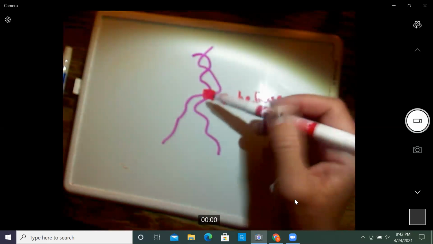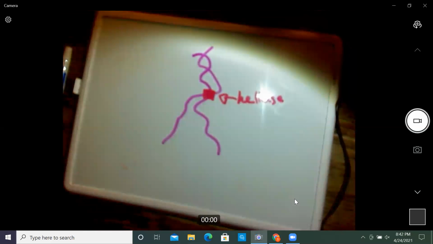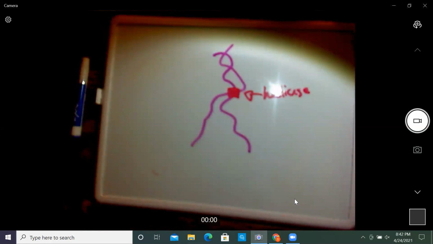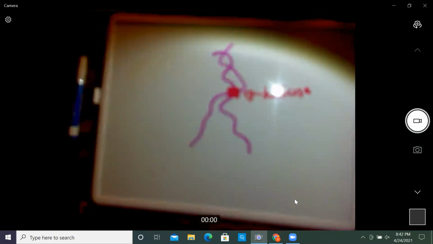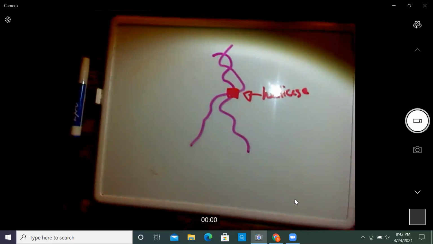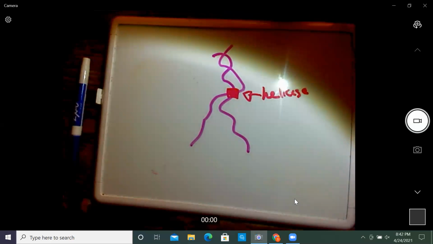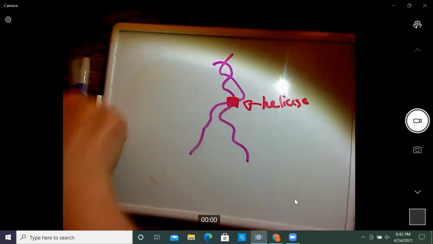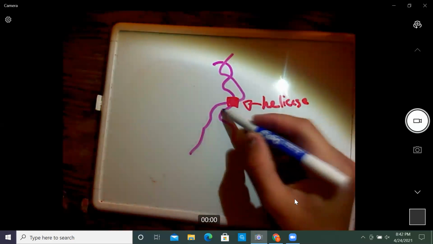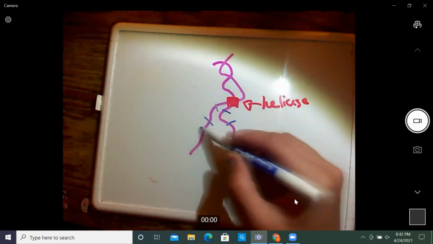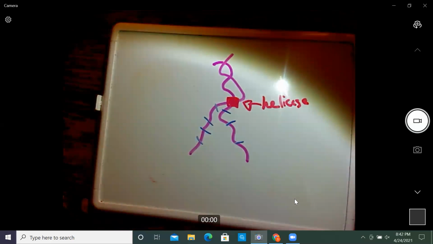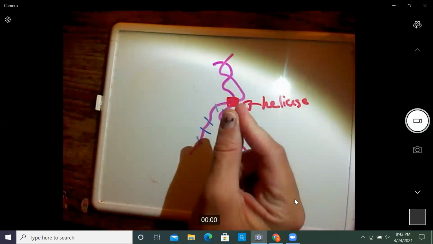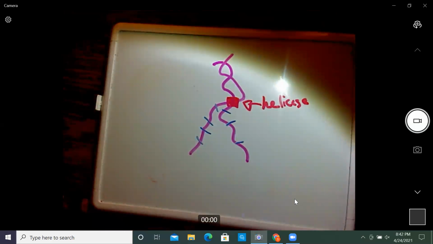Helicase is responsible for unwinding the double helix. Sorry, that's still blurry. Helicase is responsible for unwinding this double helix. And then single-stranded binding protein is going to come along and bind to the unwound bits of the double helix to make sure it doesn't go back together again. Because we need this exposed so we can copy it.